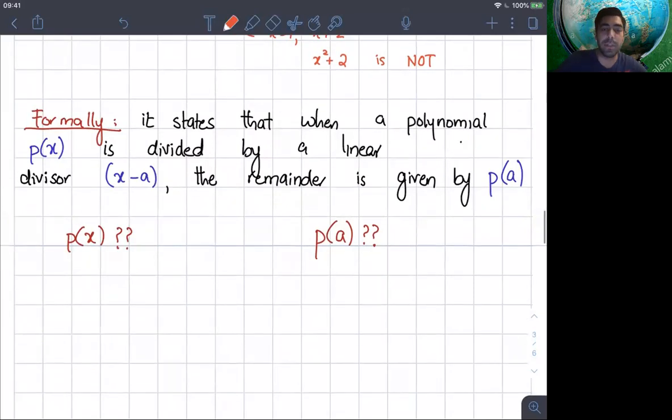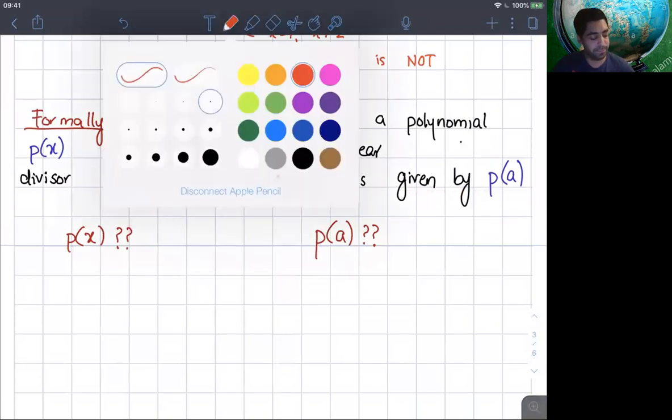Let's look at what a formal statement says. It says, when a polynomial p of x is divided by a linear divisor x minus a, the remainder is given by p of a. And that's all there is to know regarding the remainder theorem. You just need to know how to use it. That's what we're going to do next.